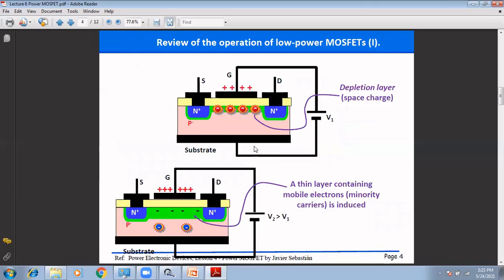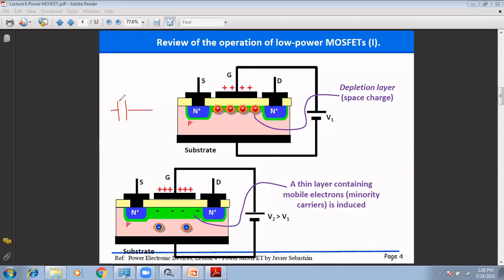Now we start with how the MOSFET works. First we apply the voltage between the gate and the substrate. The substrate is connected to low voltage, or it may be connected to ground, and we apply the gate voltage. From that we observe that there are positive charges, because this battery provides positive charges to the metal. So this structure can be looked at as a parallel plate capacitor.